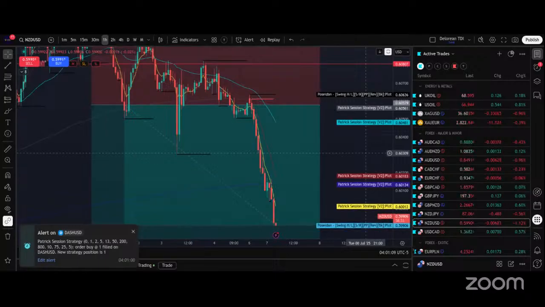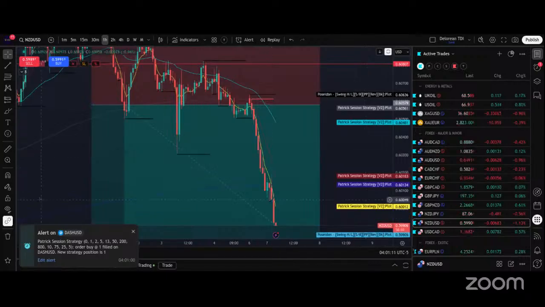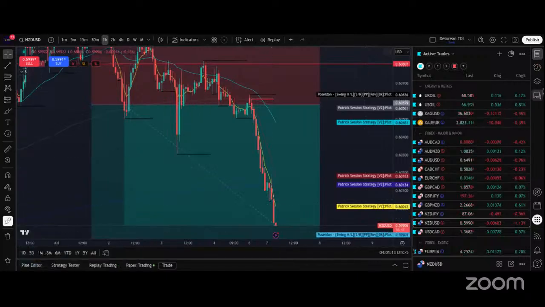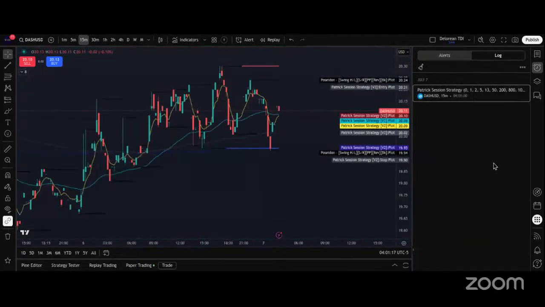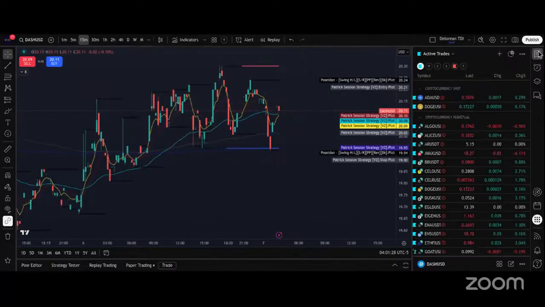Showing a buy on Dash versus US dollar. It's a spot cryptocurrency. The setup is invalid. It's not marked. So we can ignore that. So it does not look like we're going to get anything else for 4 a.m. We'll go ahead and end the live for the night.